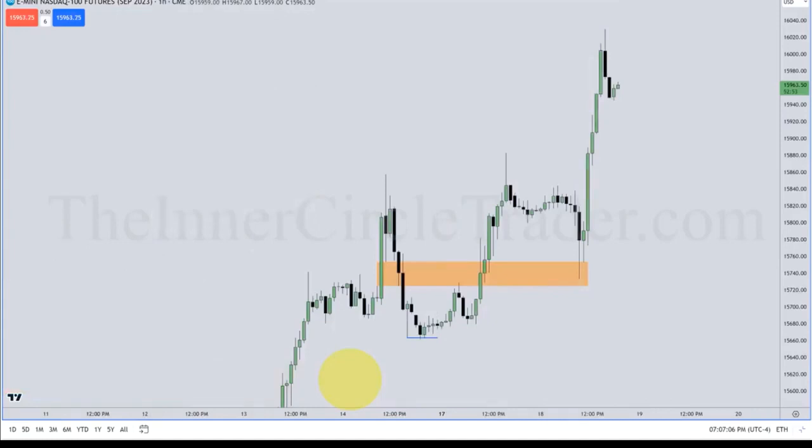So now it's time for a new gift to the trading community. Okay, so I want you to take a look at how the market created a run higher last week.